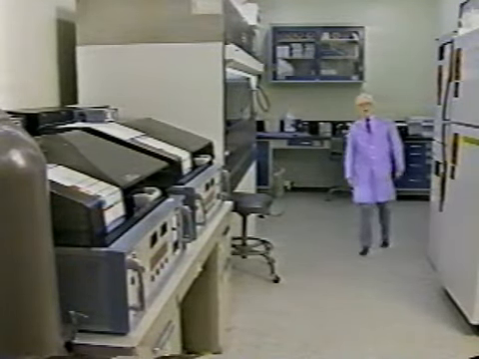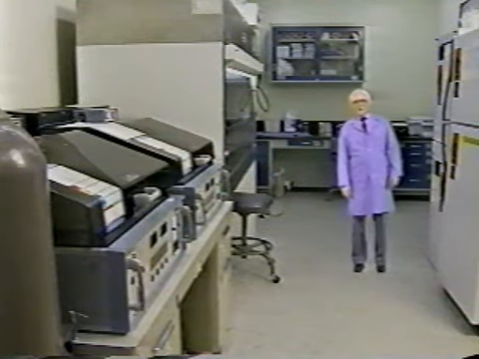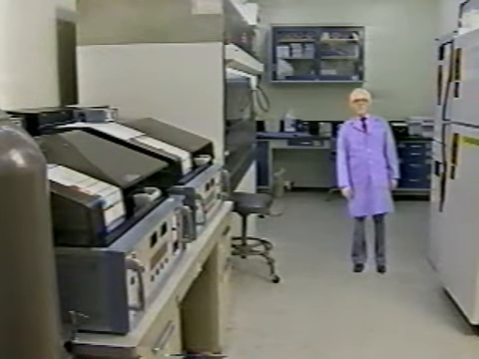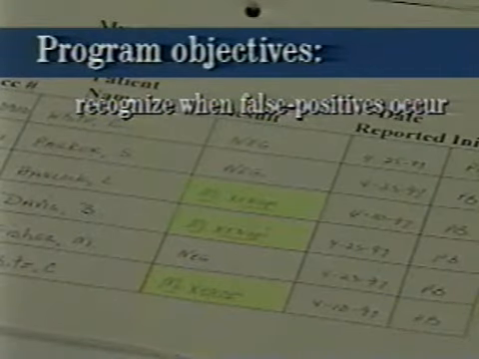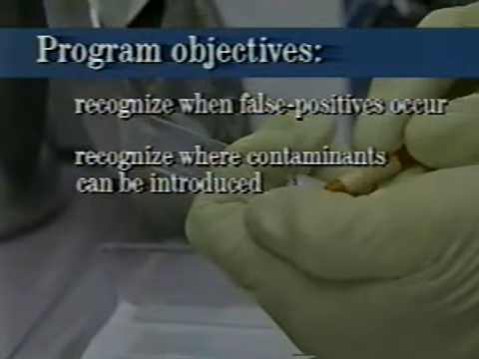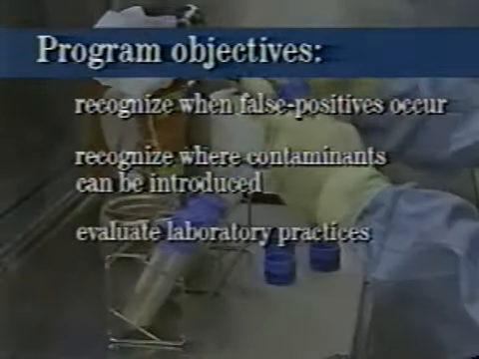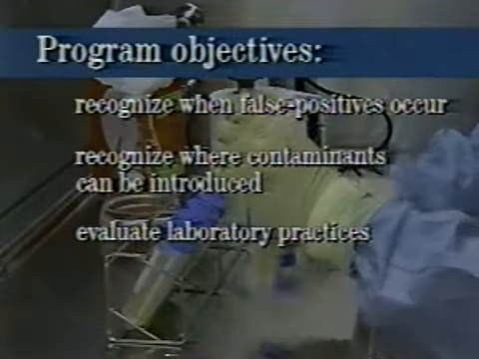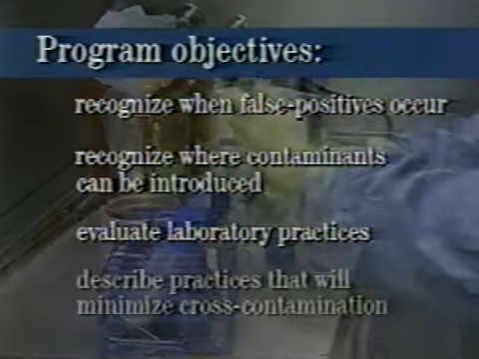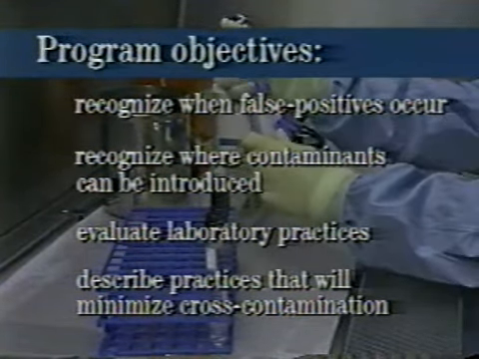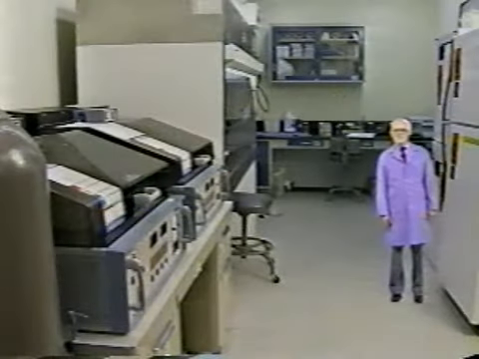Well, here's our job. We need to give the viewers the information and resources so that after viewing this videotape and studying the accompanying booklet, they will be able to recognize when false positive results occur, recognize points in the testing process where contaminants are most likely to be introduced, evaluate laboratory practices that might contribute to false positive results or cross-contamination, describe and demonstrate practices that will minimize the chance of introducing contaminants. Great. Sounds good to me.